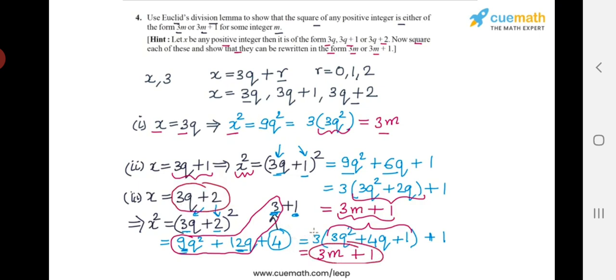So we see that if x is of the form 3q, then x square is of the form 3m. In other words, if x is a multiple of 3, then x square is also a multiple of 3. And on the other hand, if x is of the form 3q plus 1 or 3q plus 2, then x square is of the form 3m plus 1 in both cases. In other words, if x is not a multiple of 3, then x square leaves a remainder of 1 when divided by 3.